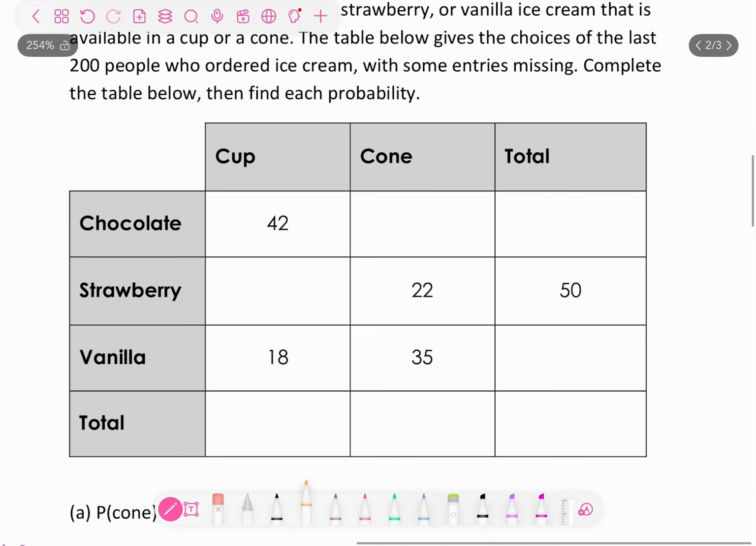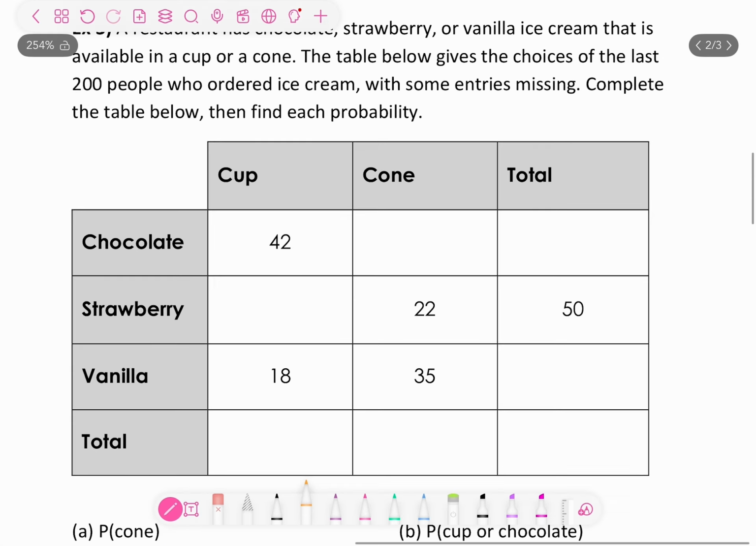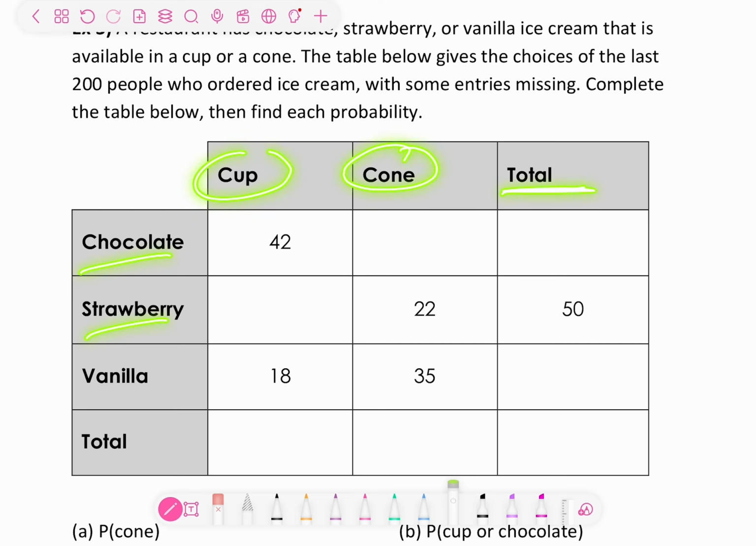So now we're looking at example 3. A restaurant has chocolate, strawberry, or vanilla ice cream that is available in a cup or a cone. The table below gives the choices of the last 200 people who ordered ice cream, with some entries missing. Complete the table below, then find each probability. So we have a table. Let's go ahead and look at it real quick. It has cup or cone, and then the total. And then it has chocolate, strawberry, or vanilla, and then the total. So the two ways, in terms of the two-way frequency, is flavors, and then basically the vessel, like, how are you getting the ice cream?